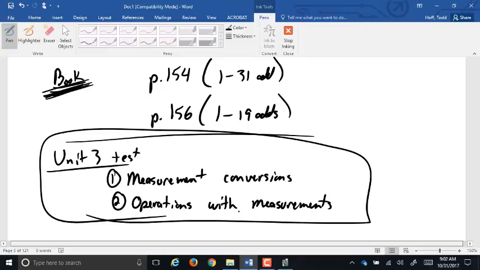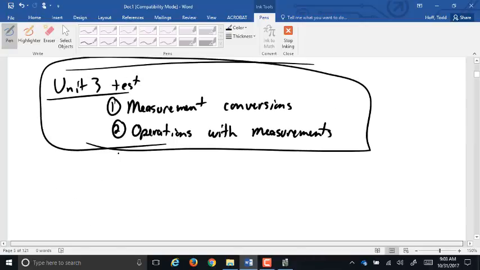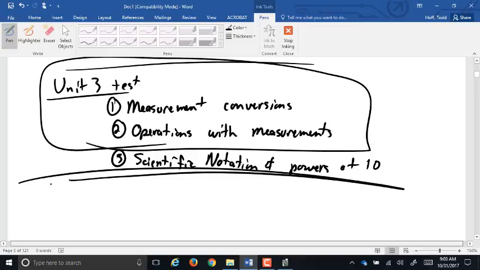How many word problems on the test? Actually, I tried to be nice on this one. Don't get used to it. And the number of word problems is 0. There are bonus questions. The third thing, by the way, remember that scientific notation and the powers of 10. That's the one that people tend to forget about.